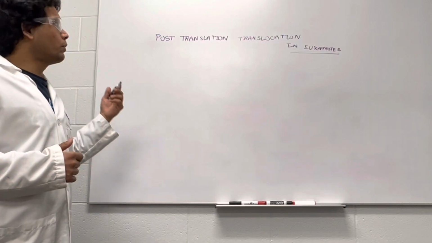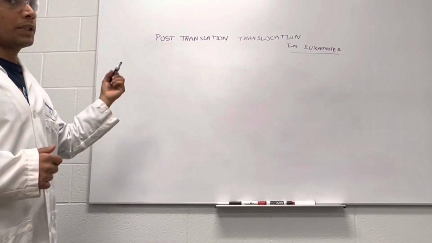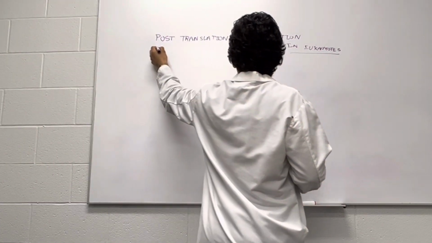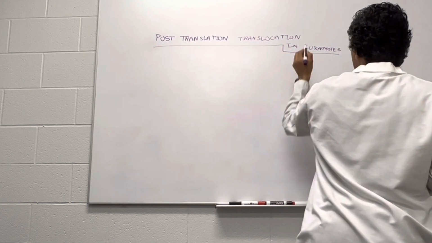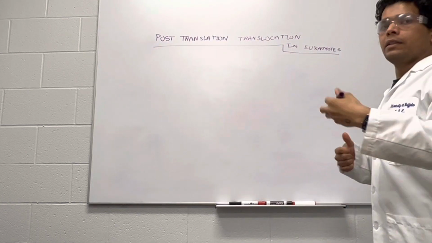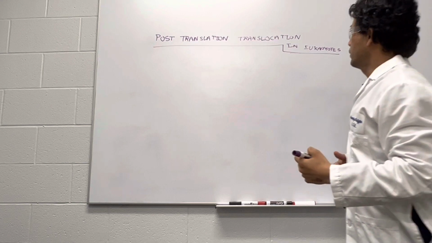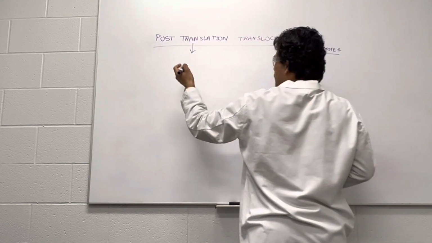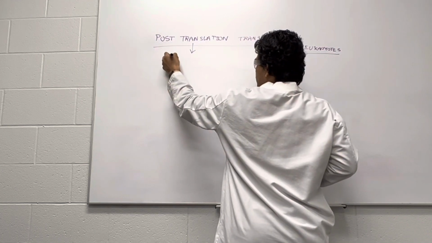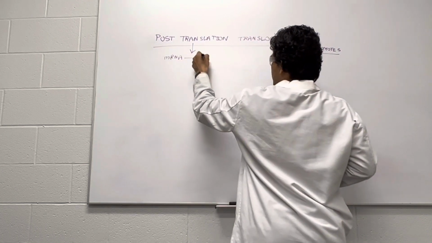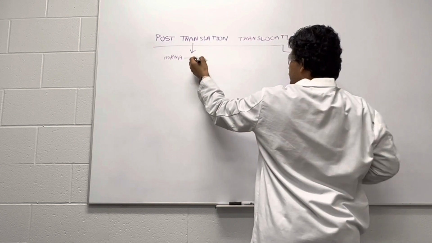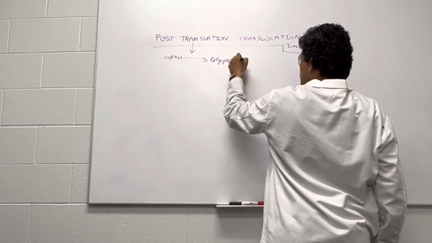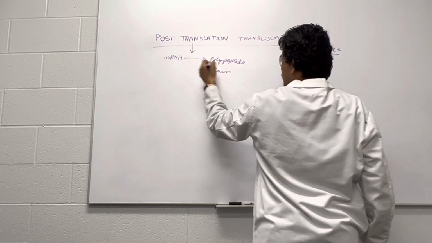In this video, we will continue our translocation discussion, and this time we will discuss post-translational translocation in eukaryotes in slightly more depth. Translation, as we have already covered many times, means that mRNA is converted to a polypeptide chain with the help of ribosome.